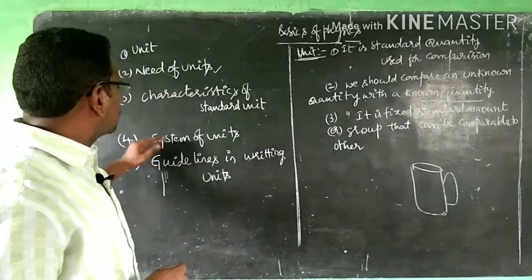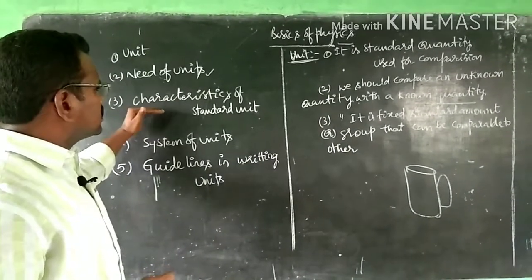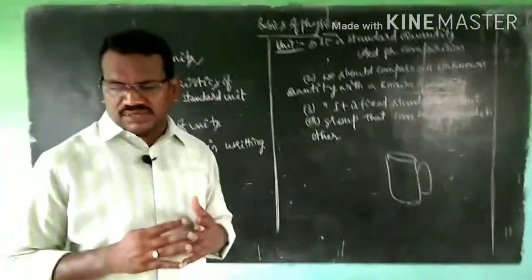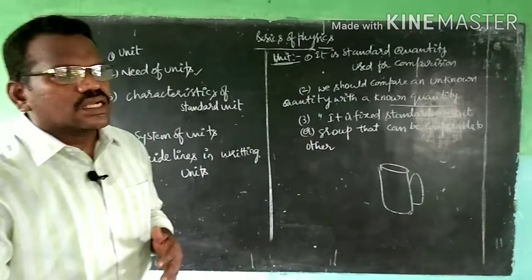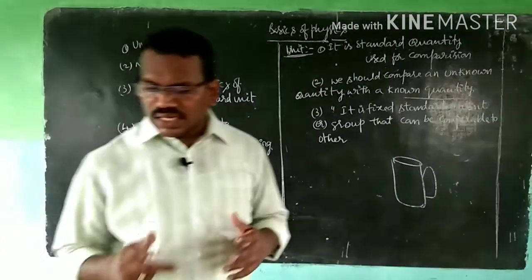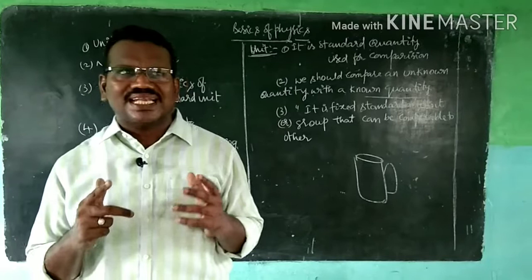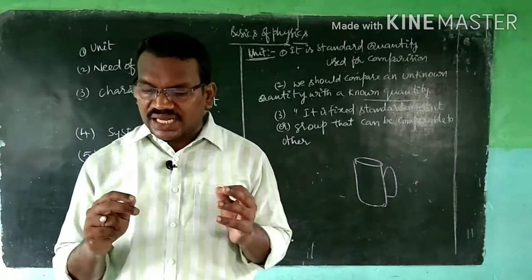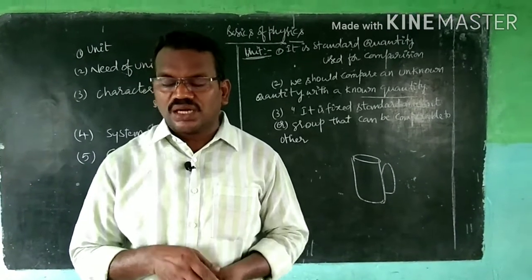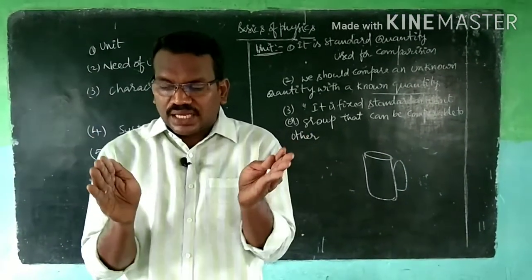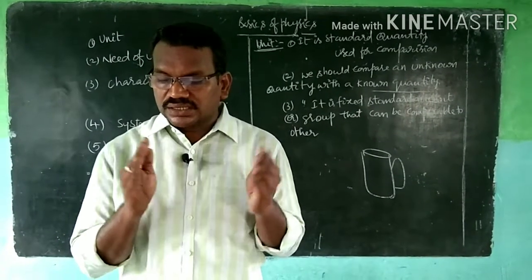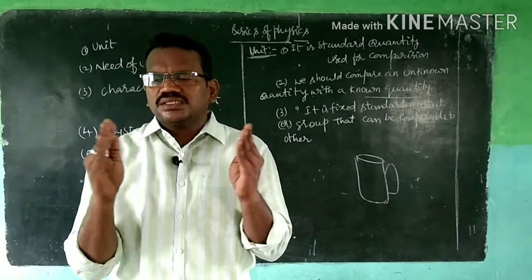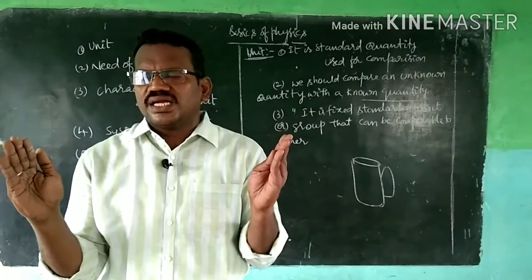Now let us discuss the characteristics of a standard unit. The characteristics of the standard unit must be: it should be comparable, and convenient in size. It should not be a big one; it should be a comparable, small one. Next, it should be defined in a perfect manner, meaning there is no ambiguity while defining the unit.